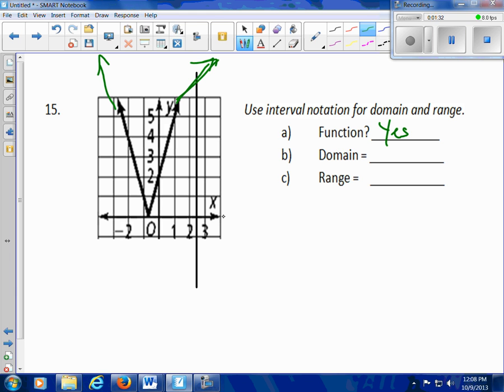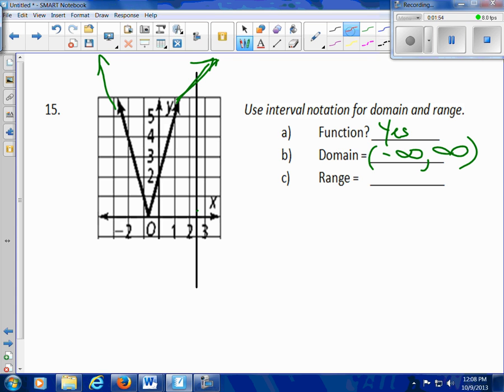So no matter how far I go, my graph is going to keep getting wider and wider and wider because it goes on forever. That means I'm never going to have a lowest x value or a highest x value. So in this case, my domain is going to be negative infinity to positive infinity. And you remember from class that infinity always has the parentheses when you're using interval notation.